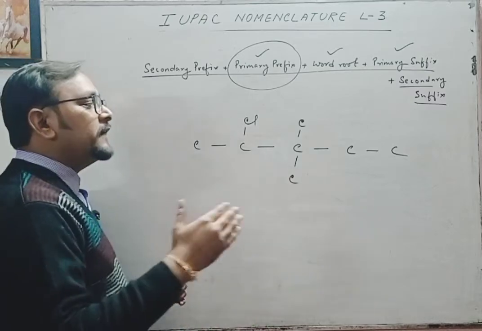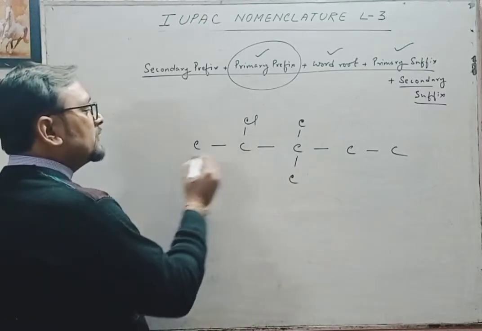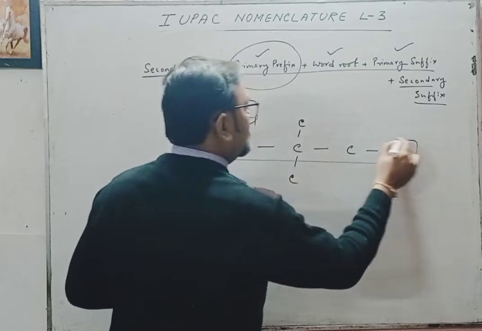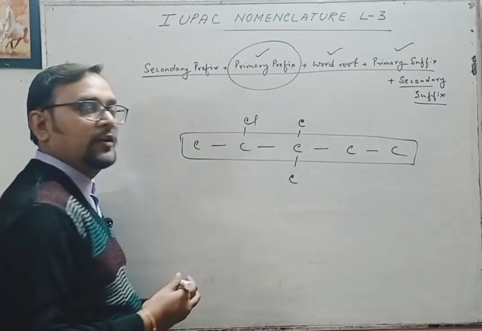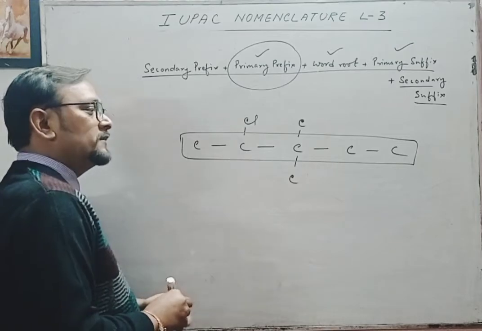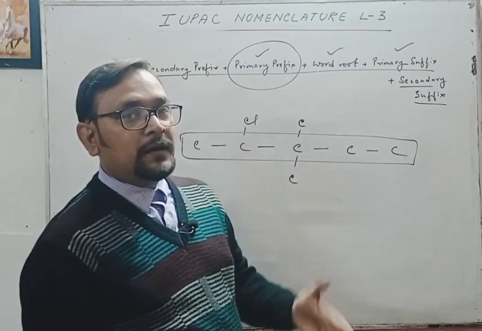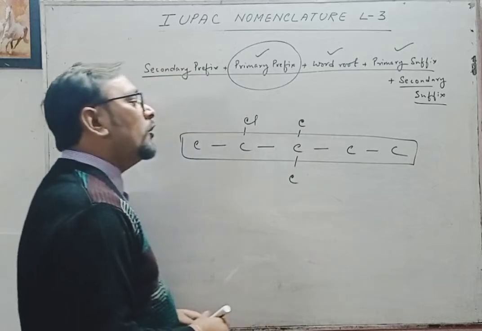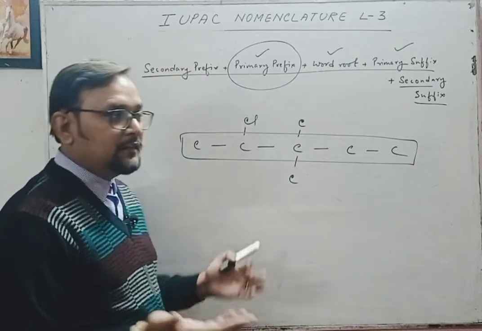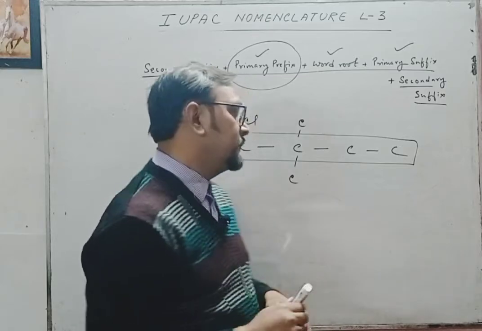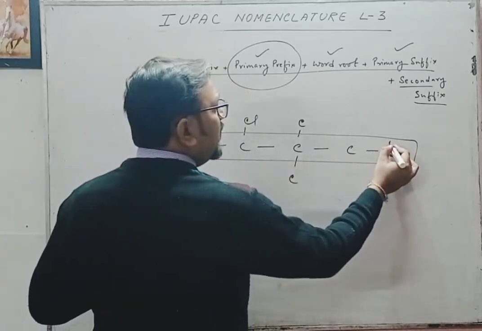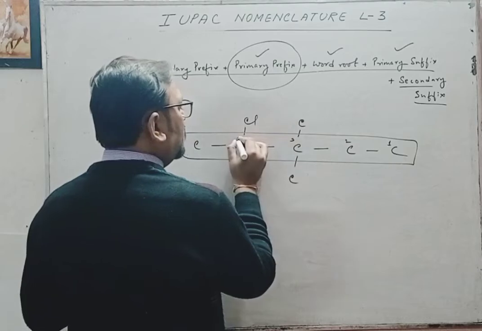See, the first thing is that we have to select the longest chain. So let us complete that. Here the longest chain is very clear: 1, 2, 3, 4, 5. This is your longest chain. Clear? The second important thing is the numbering. So how to do the numbering? For that, the easiest way is to check the minimum summation rule which I have taught. So 1, 2, 3, 4, 5.